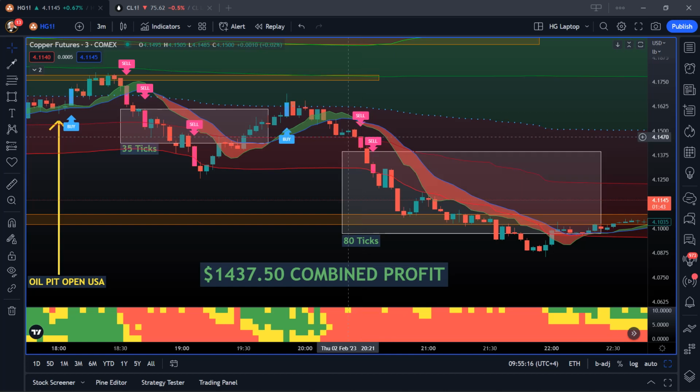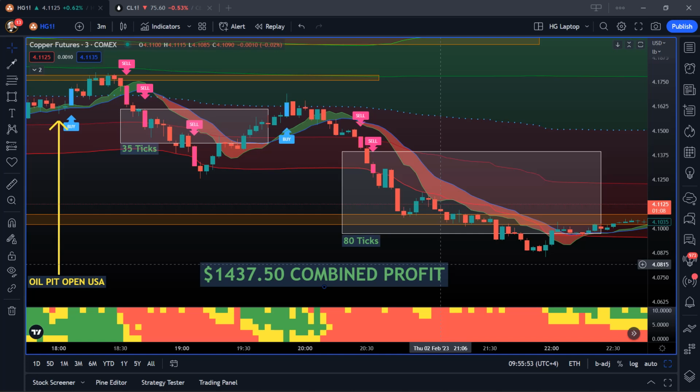So this time we get an open above this fib zone for the VWAP and a close below. We go short, it goes to the next zone, but the ribbon remains red. It pushes through, comes back up. Eventually the ribbon turns green around about 10:30 p.m. Dubai time. Take the 80 ticks profit, 115 ticks profit, 2 trades, $1,437.50 combined profit.